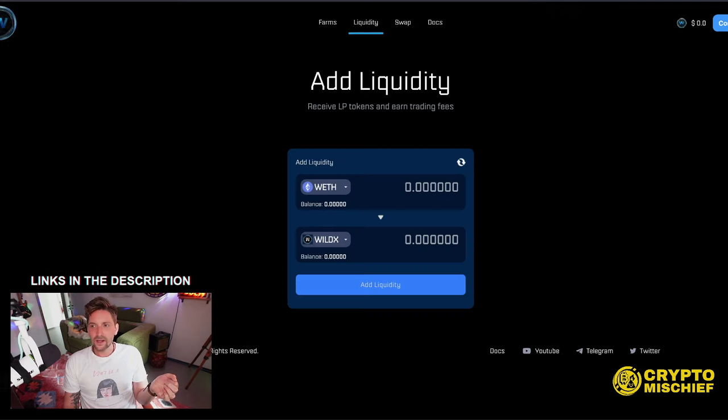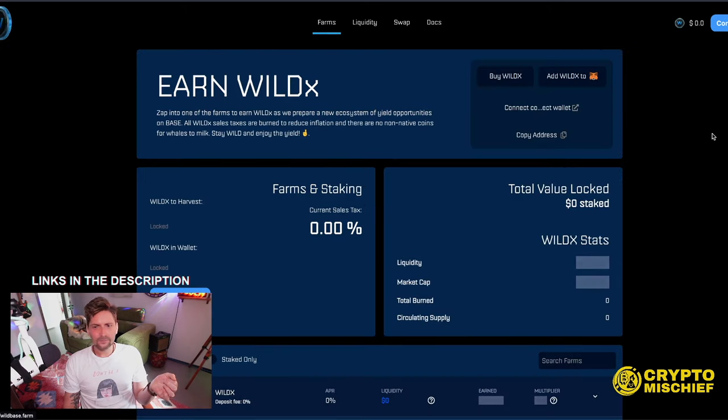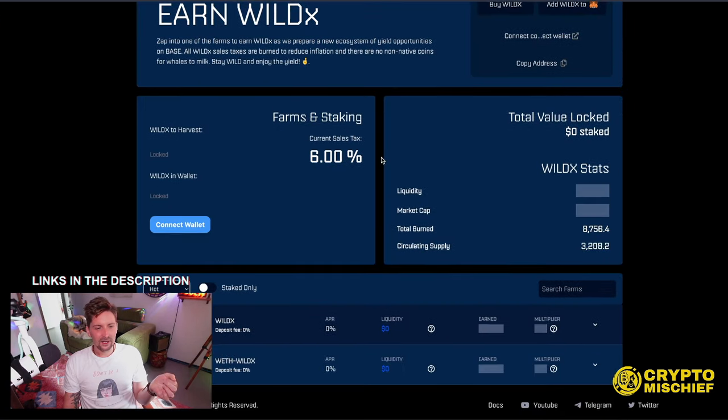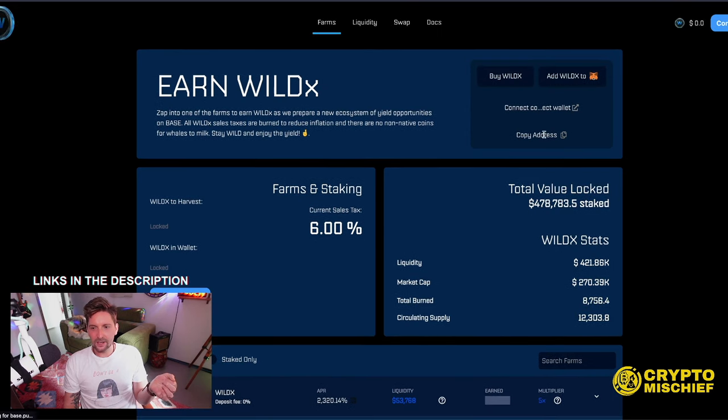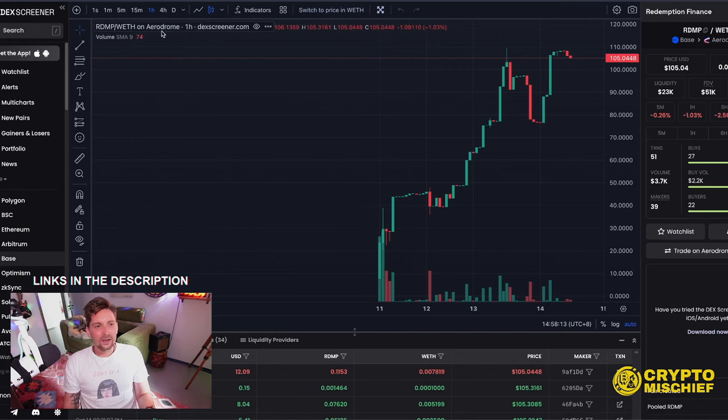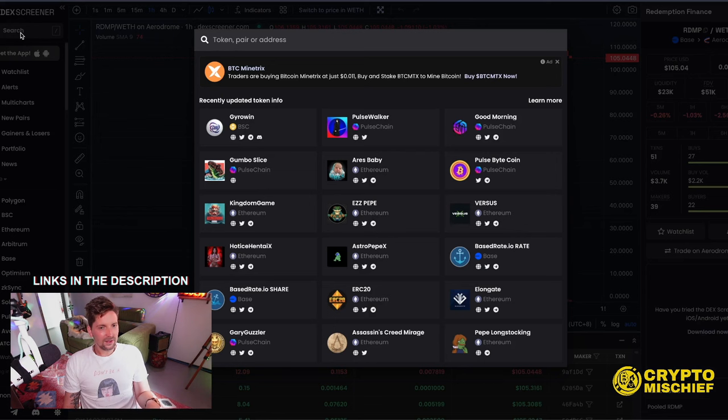Okay, so that's WildX. How about we check out how the token's doing? How do we get this token? You can see I'm not even connected to the site because copy address. Okay, that's the address. Let's go to Dex Screener. Let's find out what's going on with this.